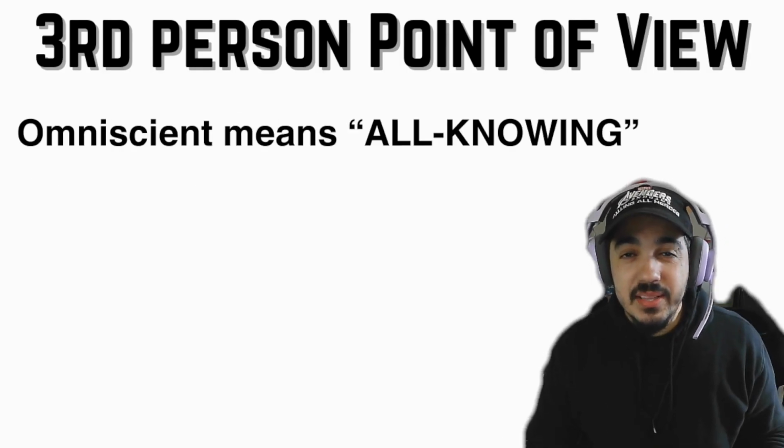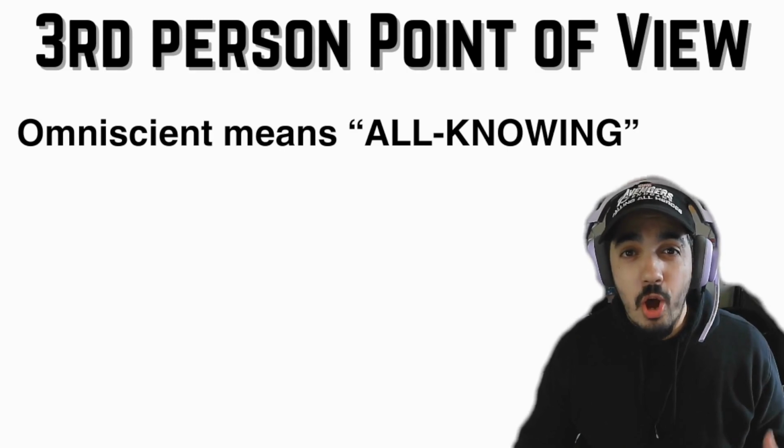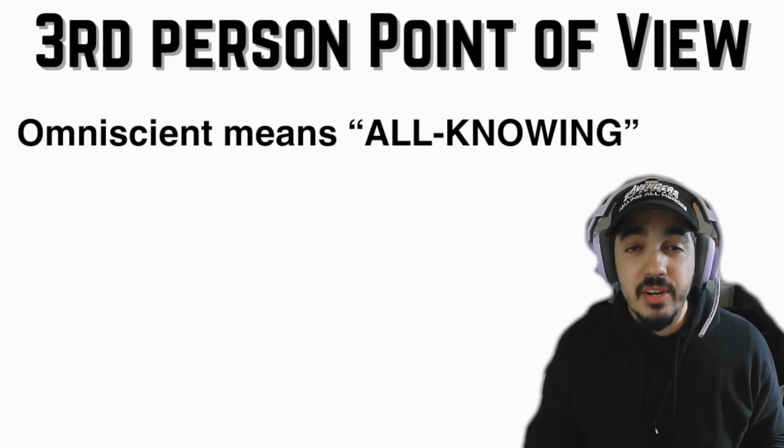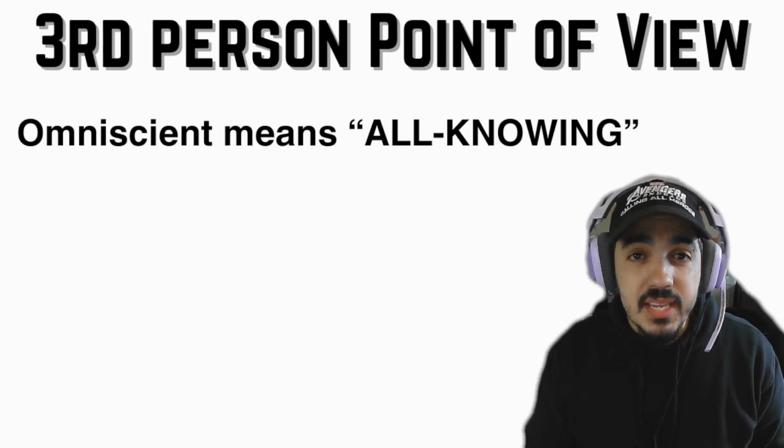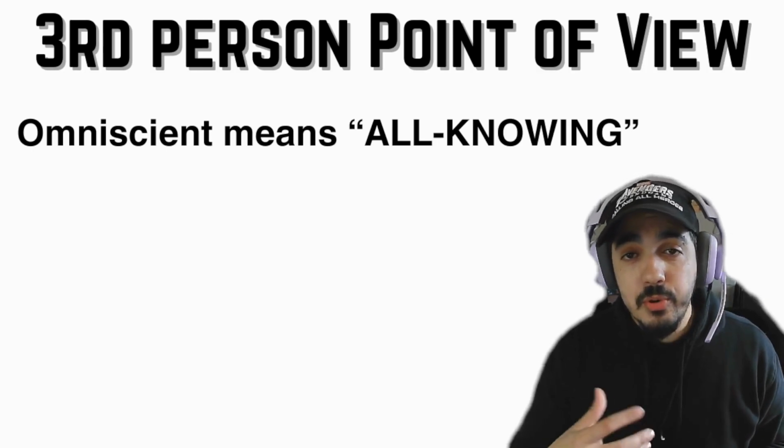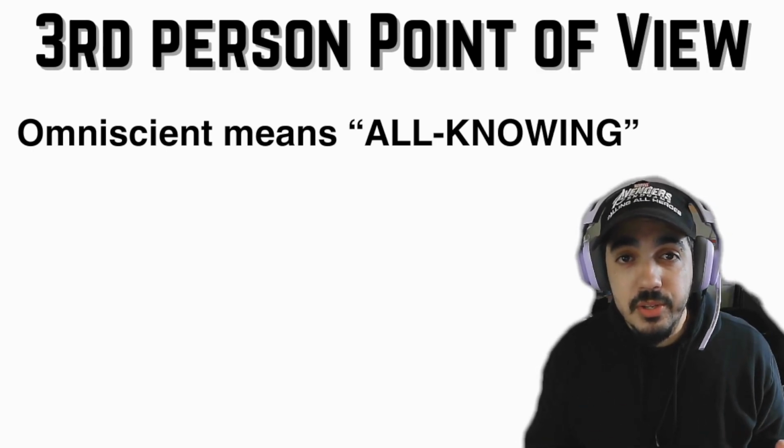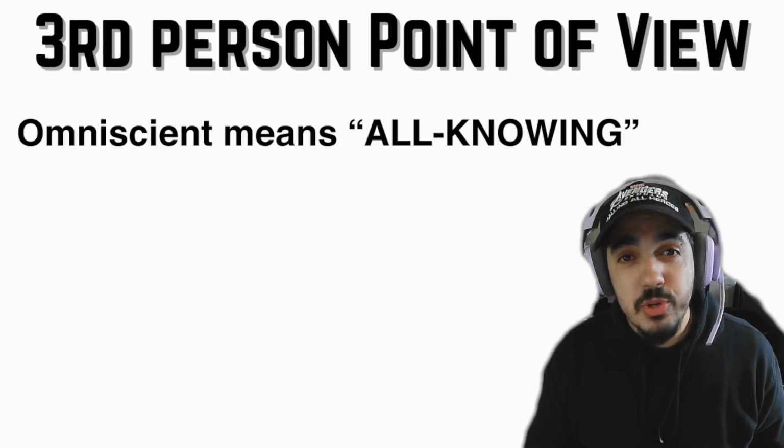Okay, so this one's really simple. Omniscient means all-knowing, so pretty much the narrator knows what everybody's thinking, what they're feeling, and so when you read these books, it's pretty much going to tell you from every side of the story.